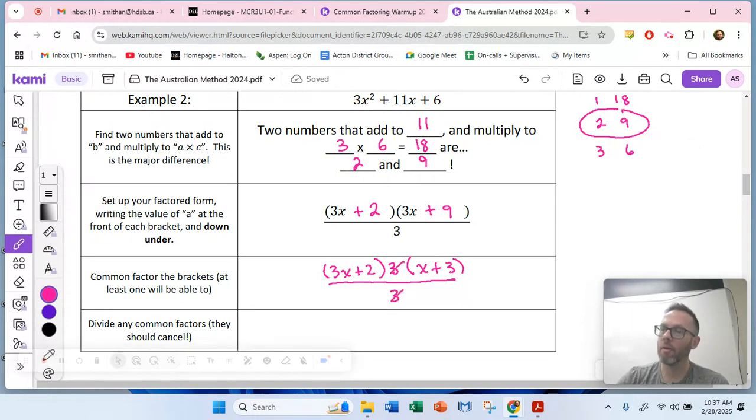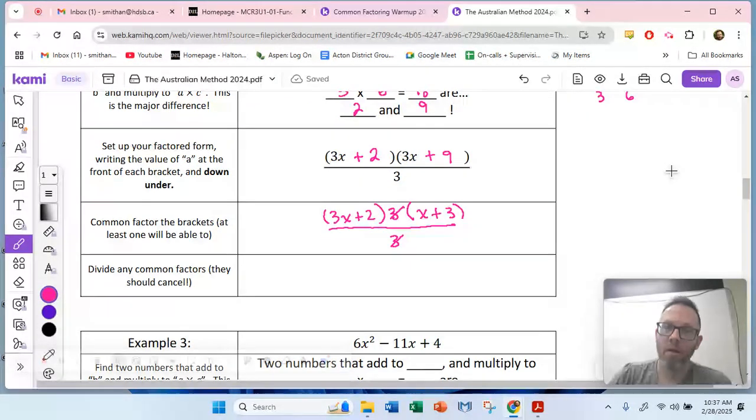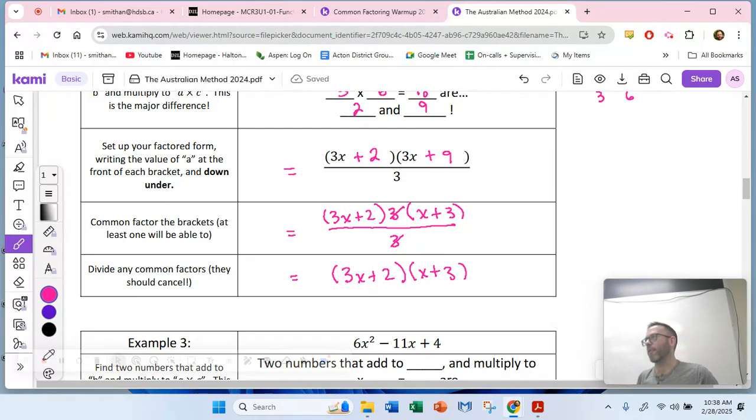We're left with 3x plus 2 times x plus 3. And I've been a little naughty here. I have not been using my equal signs each line. So I'm going to start being a better person and using my equal signs.